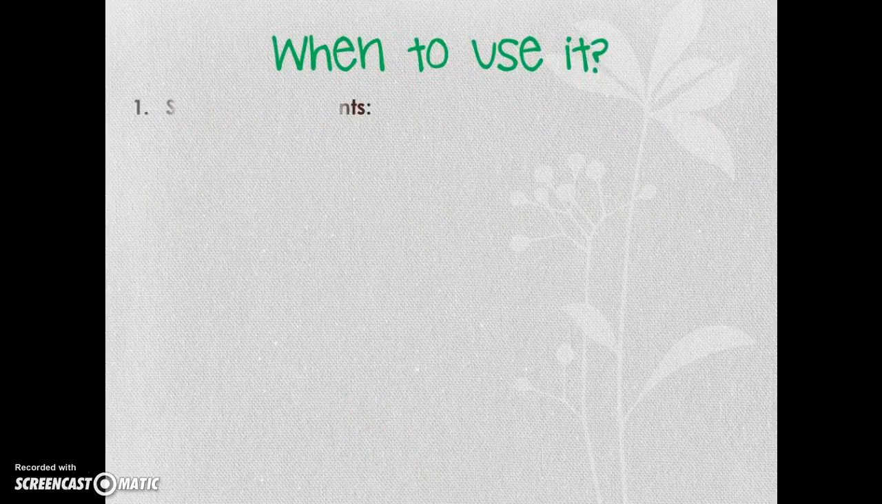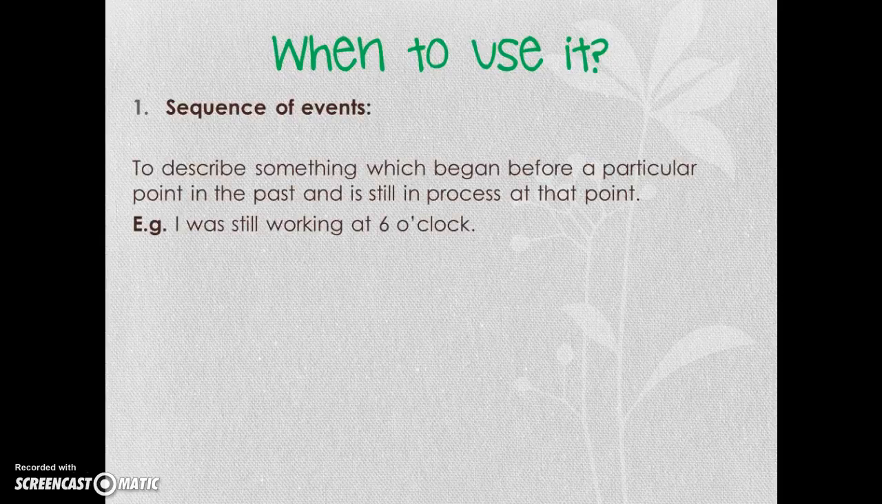Let's see when we're going to use this tense. Again, we can use it in a sequence of events, but in this case, it's going to be used to describe something that began before a particular point in the past and was still in process at that point. For example, I was still working at 6 o'clock.